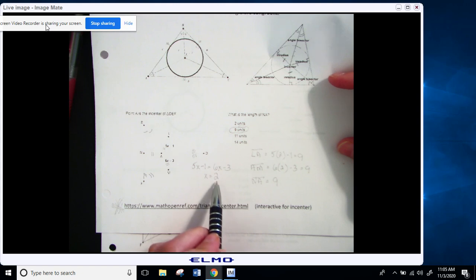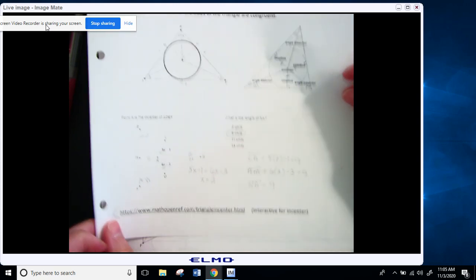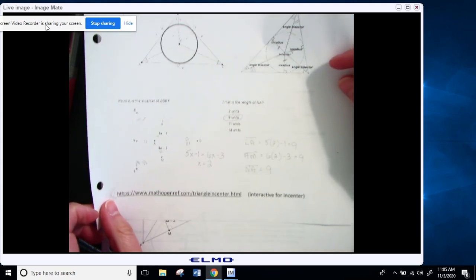Well, if they wanted to know what NA is, NA has to be the same length because all three of these are equal. So if you can just take the information you just solved for X, plug it into either one of these, and you can end up with your answers.